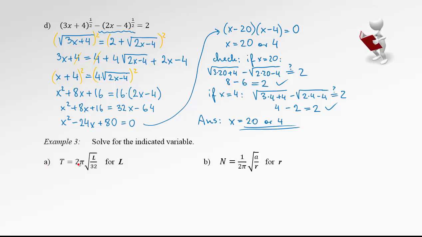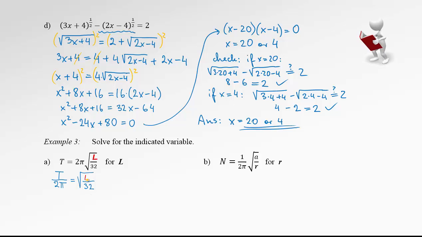In example A, we're solving this formula for L. So let's mark the L in a different color, for example in red, so it will be easier for us to focus our minds on that letter. Okay, to be closer to this L, what we need to do is get rid of the 2 pi first, and then gradually get rid of the radical sign, and finally get rid of the division by 32. So that's the plan. Let's divide by 2 pi first. Therefore, the 2 pi will go to the other side as a denominator, right? That equals the square root of L over 32.